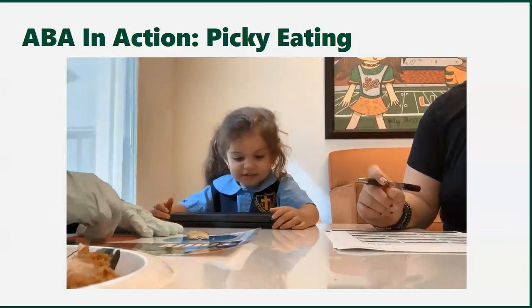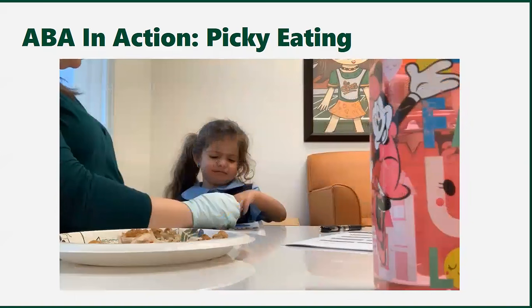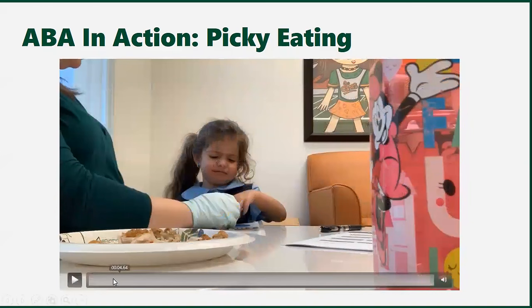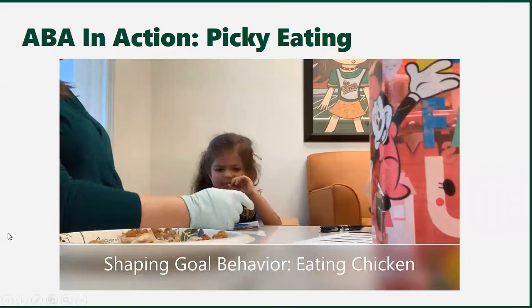The next one is the last one. When she was successful there, she wasn't crying anymore. And then they moved through additional steps. They got her to put the chicken to her lips, put the chicken to her tongue without requiring that she eat it, and eventually get to the point where she eats the chicken.